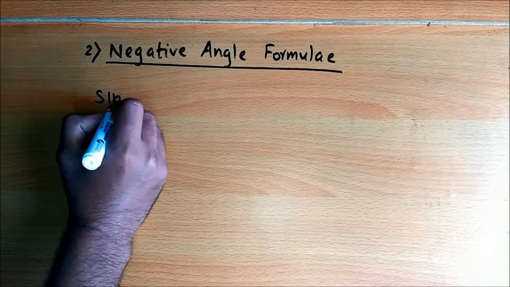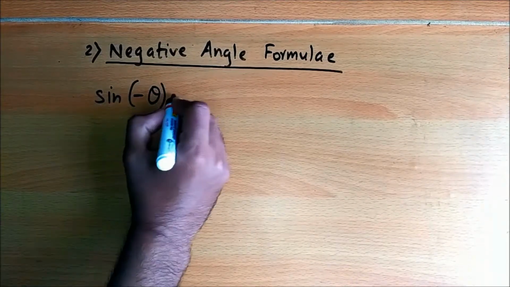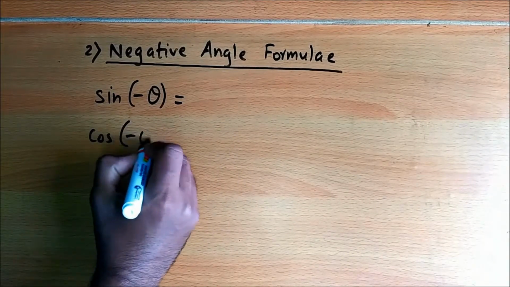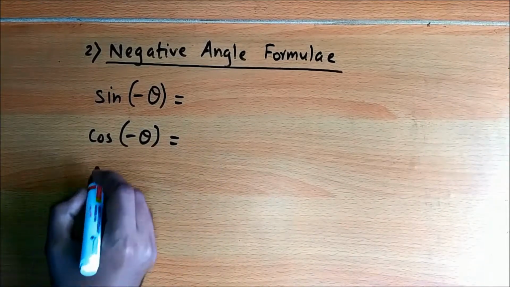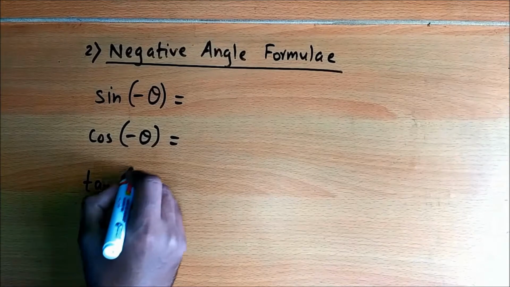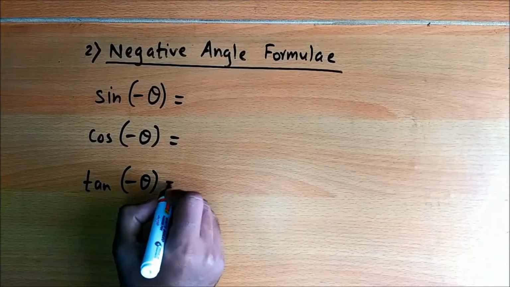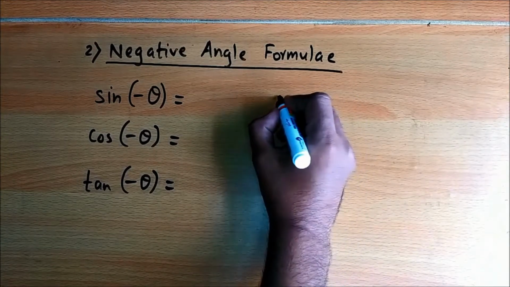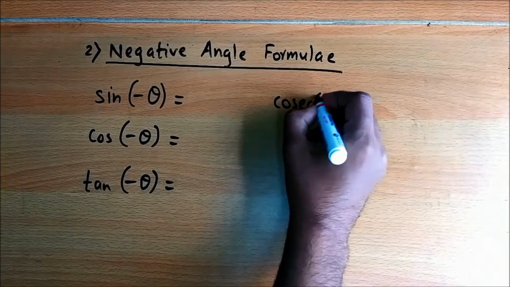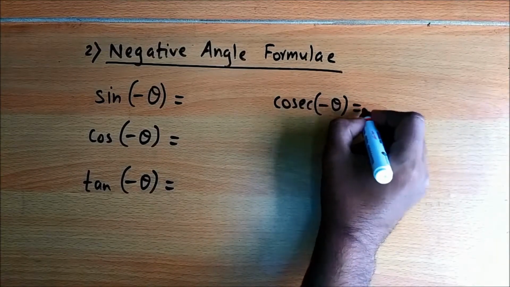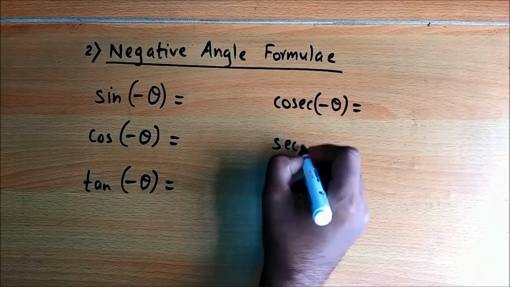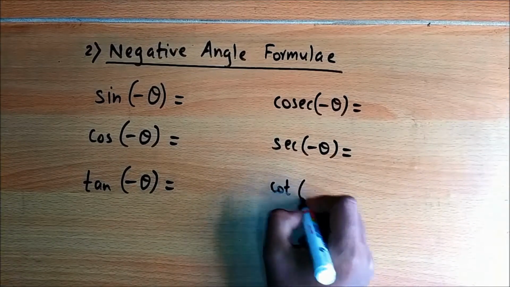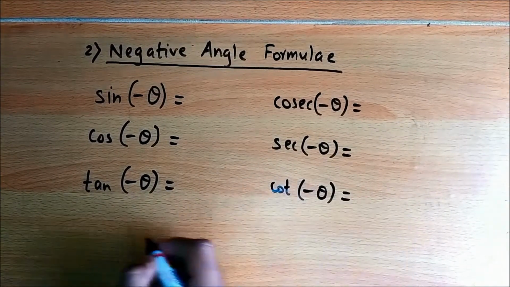First one, sine of minus theta. After sine we have cos of minus theta. Wait for the results. Be patient. Next, tan of minus theta. Yes. Then the 3 reciprocals: cosec of minus theta. Next is sec of minus theta. And last, cot of minus theta.